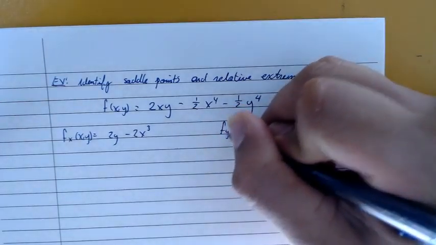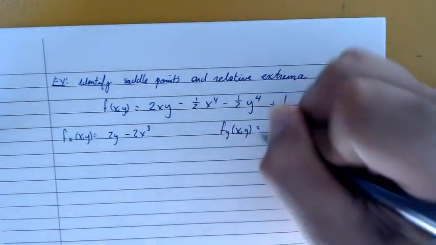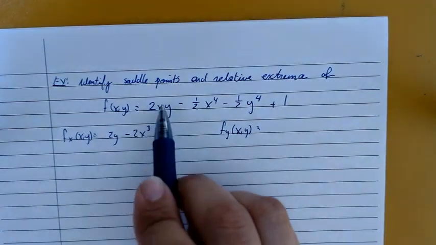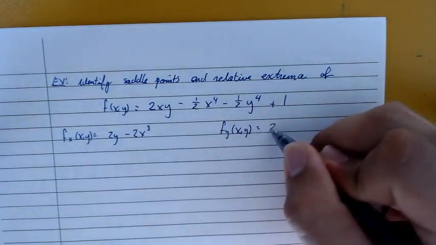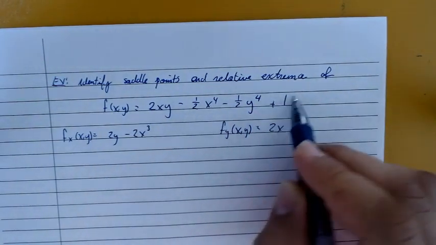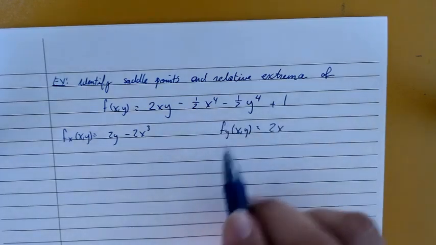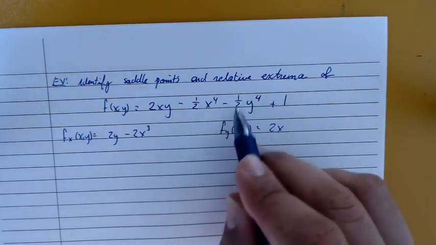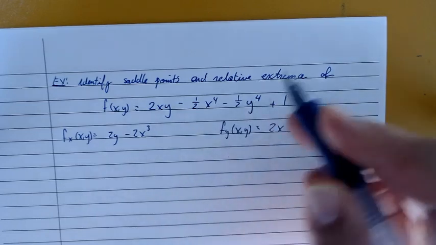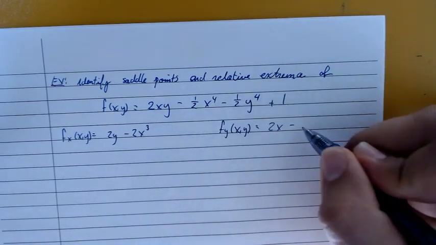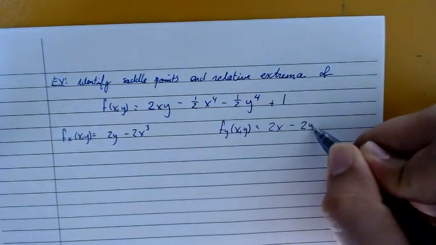f sub y at (x, y), the derivative with respect to y would be 2x. These would be 0 since they're constants with respect to y. And the derivative of minus 1/2 y to the fourth with respect to y would be minus 4/2, in other words, minus 2y cubed.